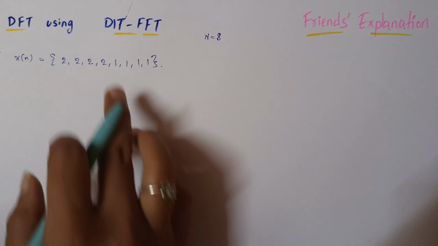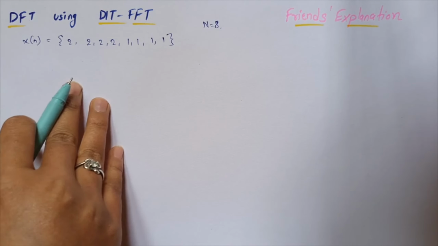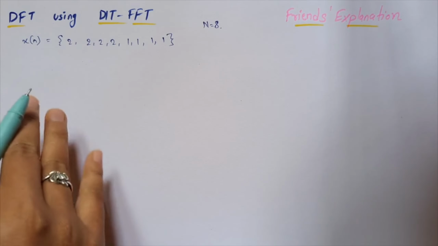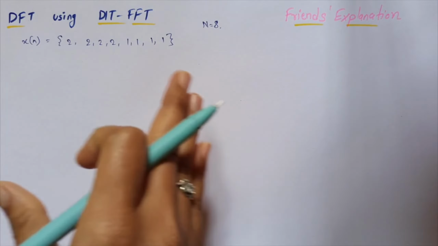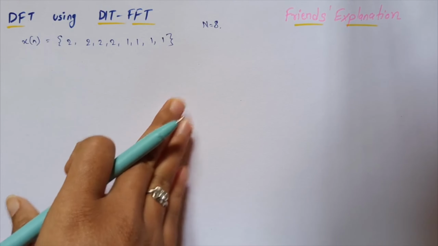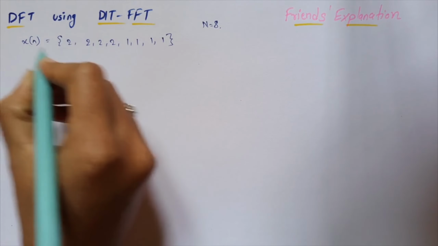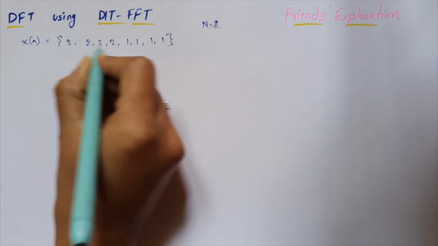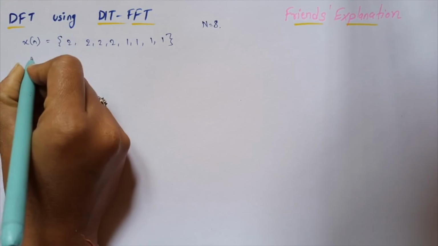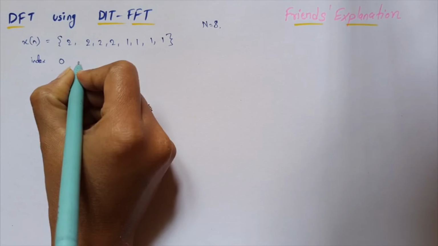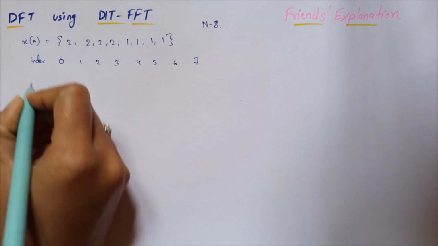signal. And here DIT means that the input signal given to the butterfly diagram which we are going to draw on the paper, the input index should be bit reversal. Now I will tell you what is bit reversal. Here we have the indexes of this sequence, right? So we have index as 0, 1, 2, 3, 4, 5, 6 up to 7, right?